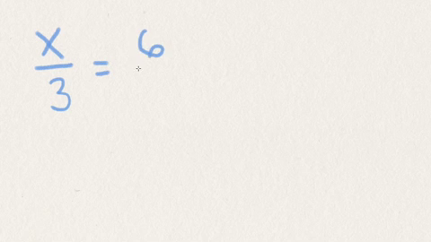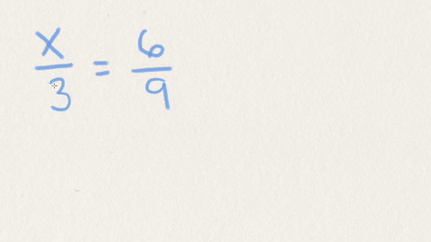I'm going to use x over 3 is equal to 6 over 9. Let me just switch colors real quick so you can see how the cross multiplication works. We're going to use cross multiplication anytime you see a variable in a fraction.